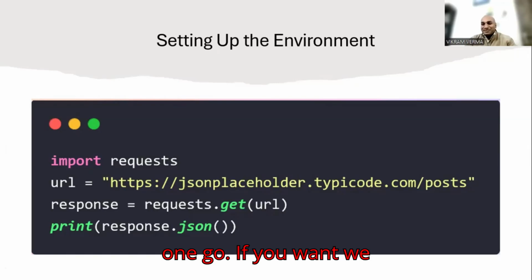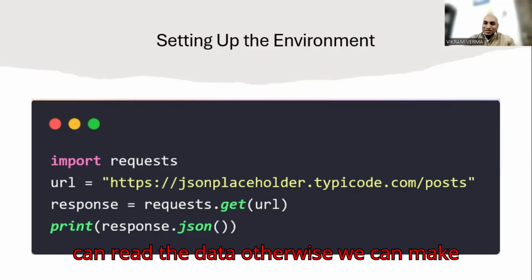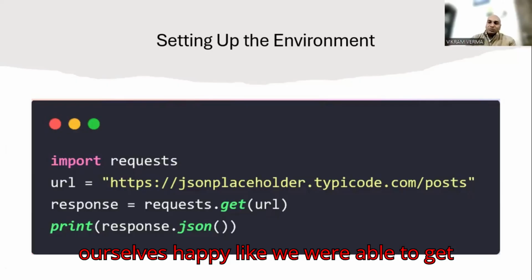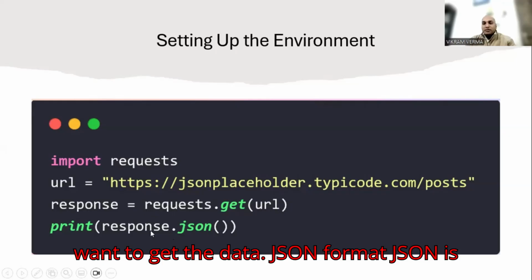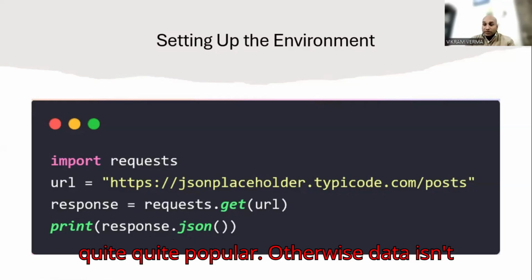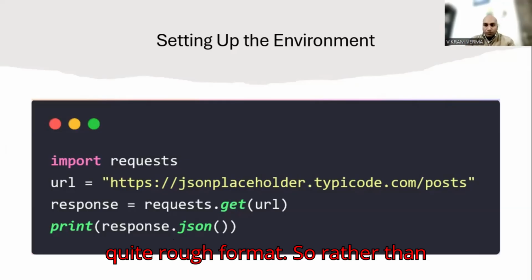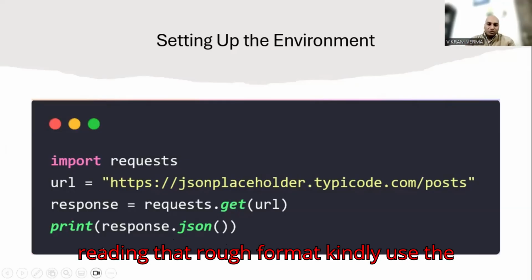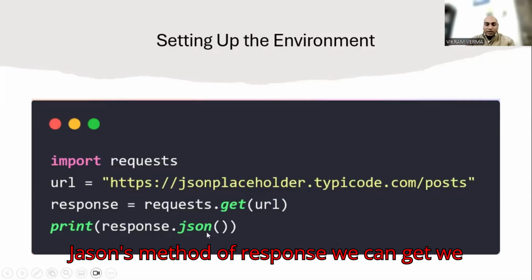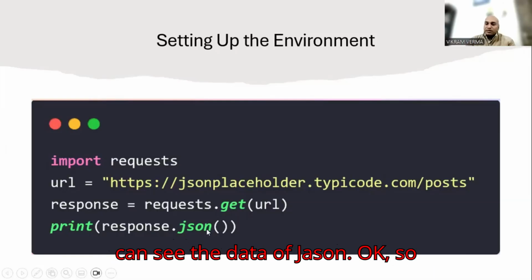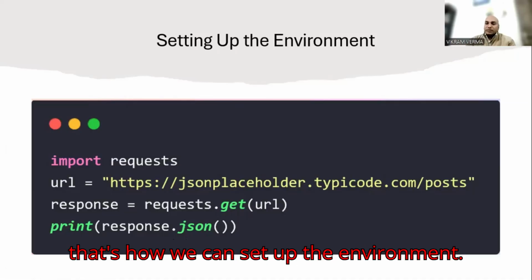If we want, we can read the data. Otherwise, we can just be happy that we were able to get the data. And then, in which format do you want to get the data? JSON format. JSON is quite popular. Otherwise, the data is in quite a rough format. So rather than reading that rough format, kindly use the JSON format data. With the help of the json method of the response, we can see the JSON data. Okay, so that's how we can set up the environment.